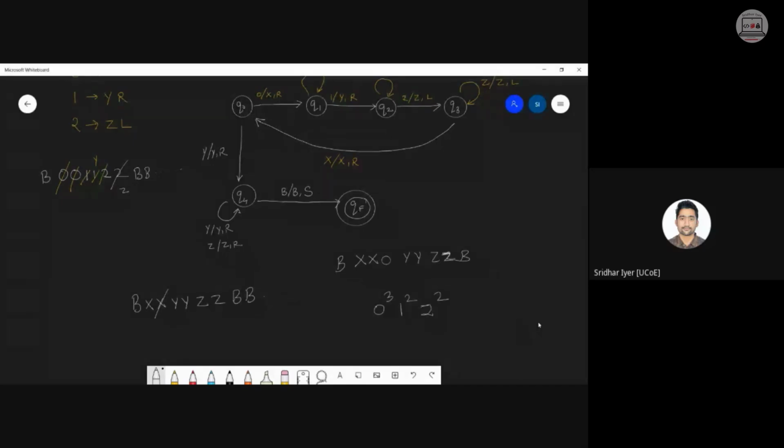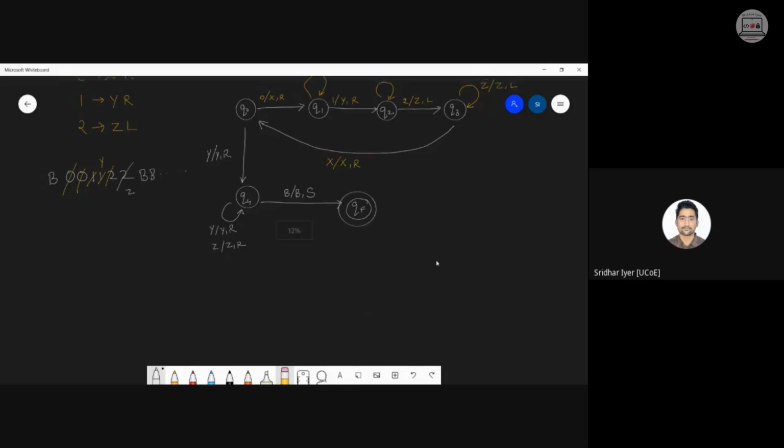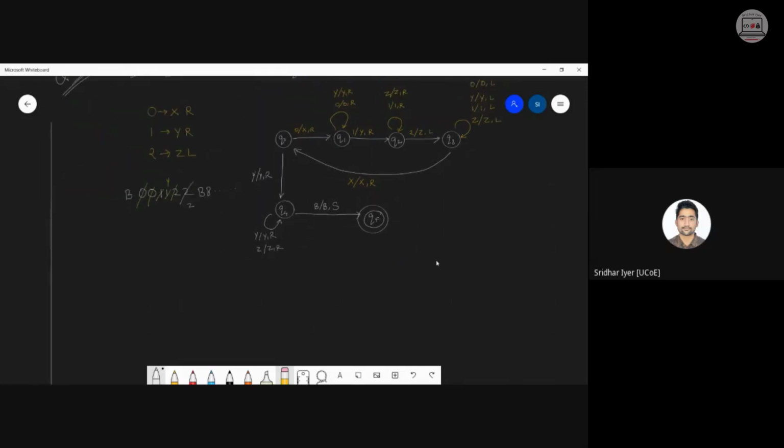Okay, that is what we do over here. That is why we need this check state, to just make sure that our logic is correct and the inputs are in the same format or not. Fine. Any more doubts?